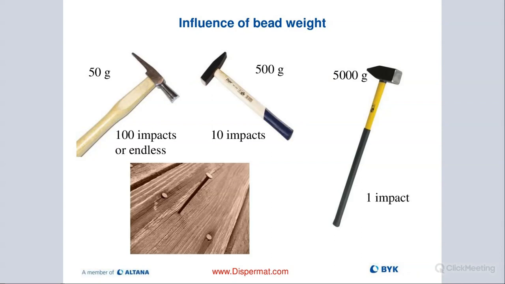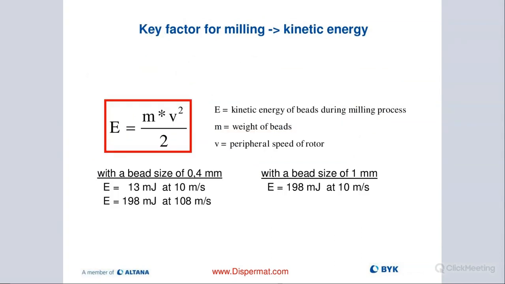So more beads or heavier beads will give us better milling performance, because we're able to have higher kinetic energy. And here's a formula, maybe you want to write it down. The kinetic energy of beads during the milling process is the weight of our beads times the rotor speed squared, divided by 2. That gives us the kinetic energy of our process.